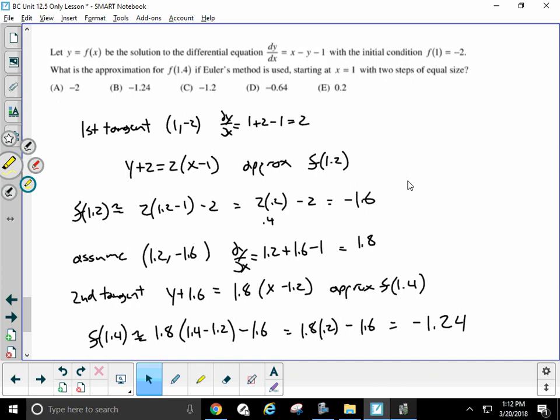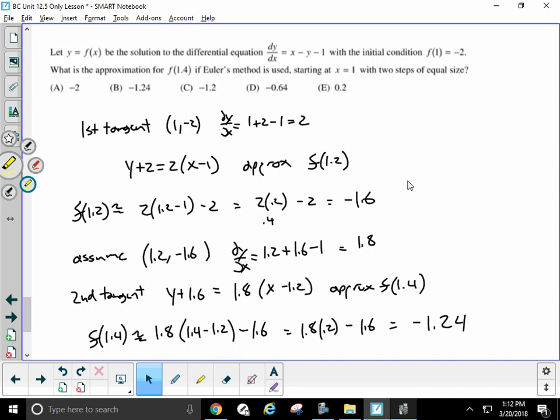Any questions about this? This is a very atypical type of problem. It's a little bit involved. You don't have to write down everything that I write down. But just understand you're using two tangent lines and your step size is 0.2 each time. And just keep track of your arithmetic as well.